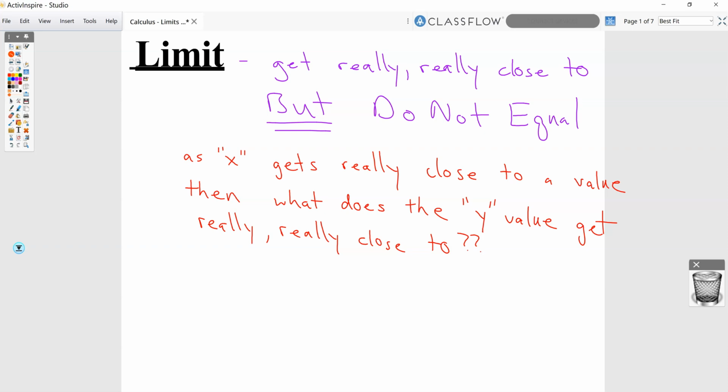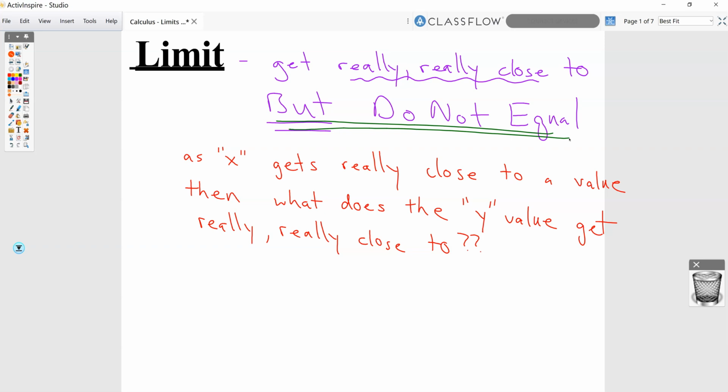So when we're doing a limit, what I'm asking you is, if I let an x value get really, really close to some number, tell me what the y value is getting really, really close to. And this is the extremely important part. It sounds simple, but we're letting x get really, really close to, but not equal. We do not let x equal the number, right?